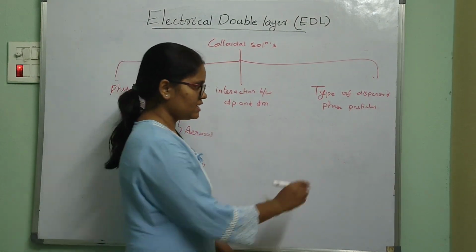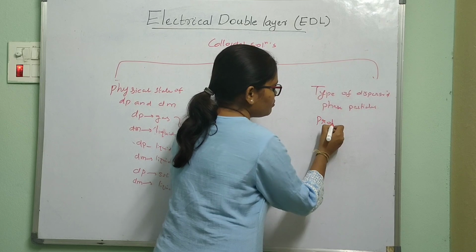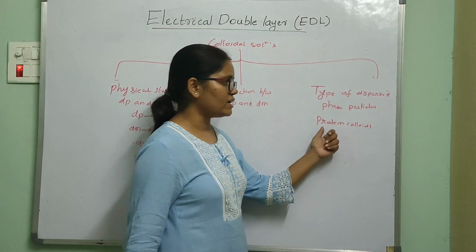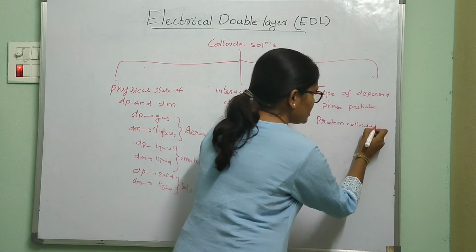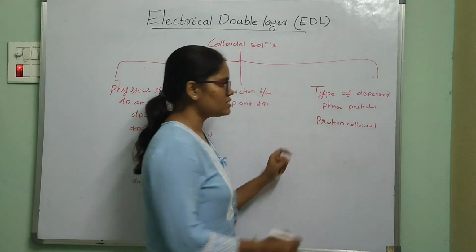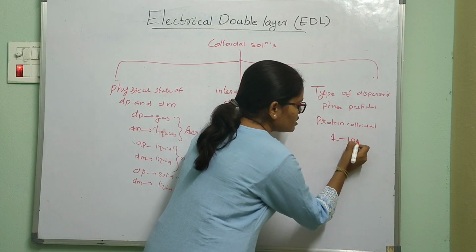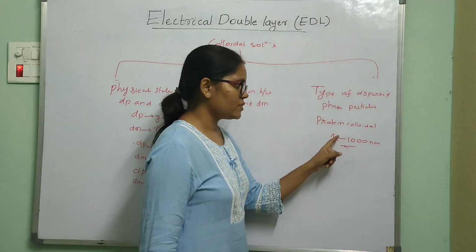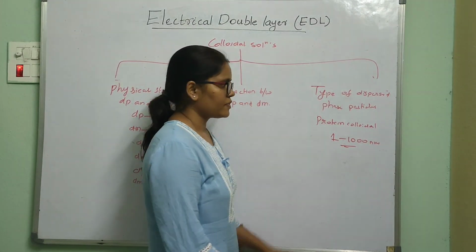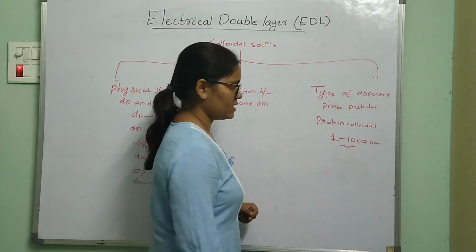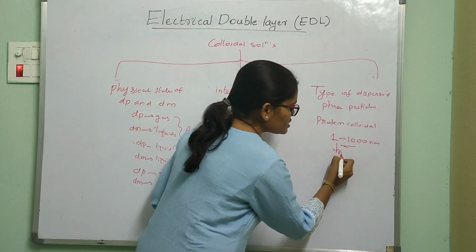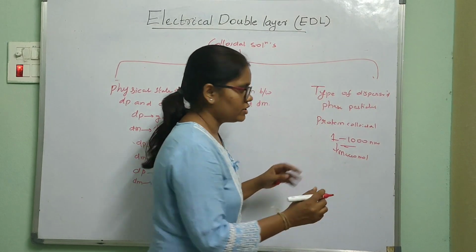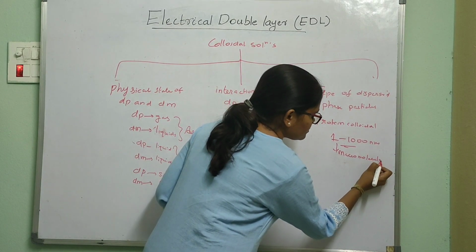We have just seen that in a protein colloidal solution, the single particle has a size in the colloidal particle range. One protein molecule has a size from 1 to 10 nanometers, right? So one protein molecule is a colloidal particle here. Such colloidal particles are called macromolecular colloids. Macro means big molecule.